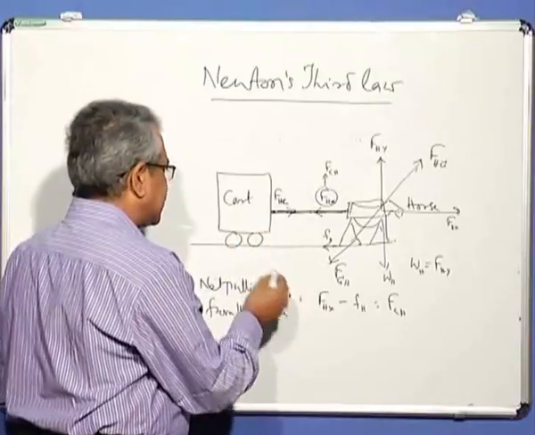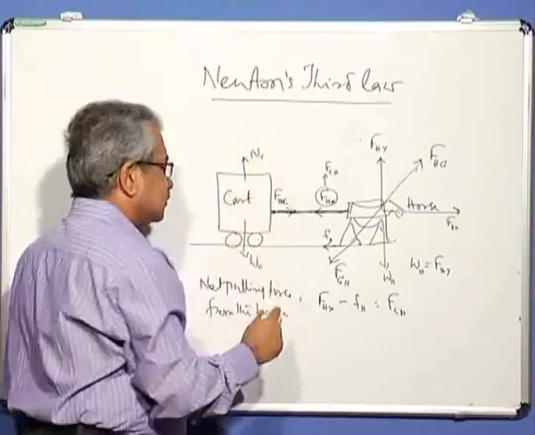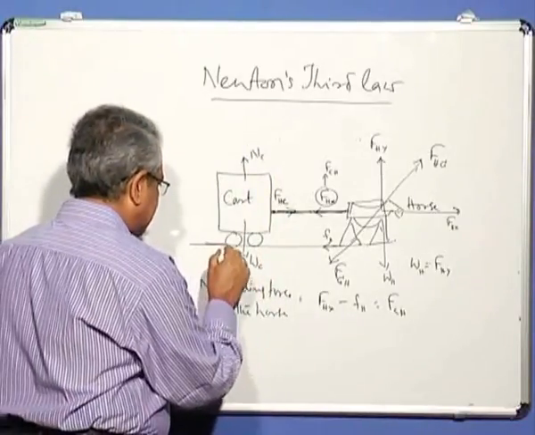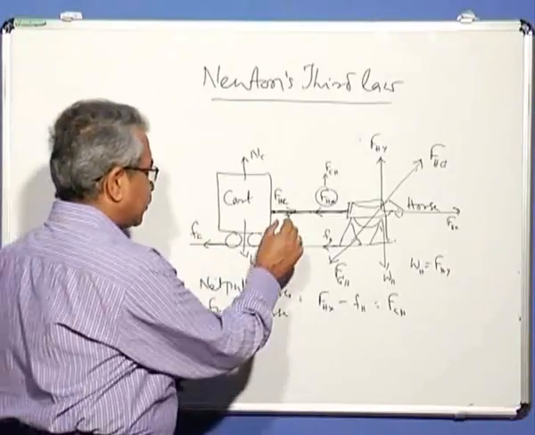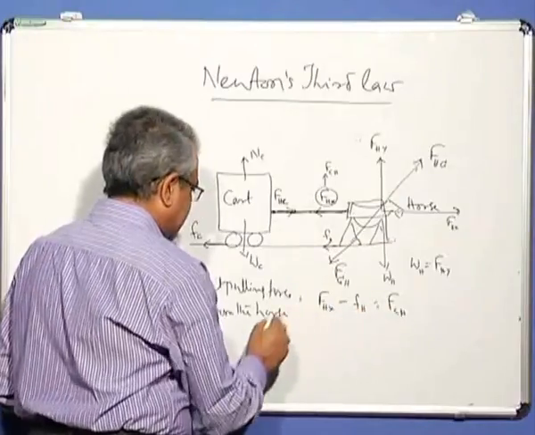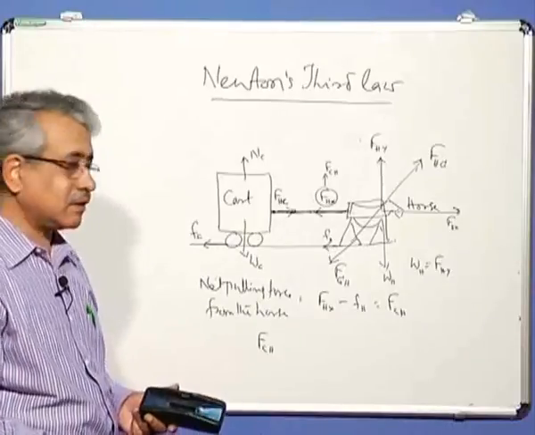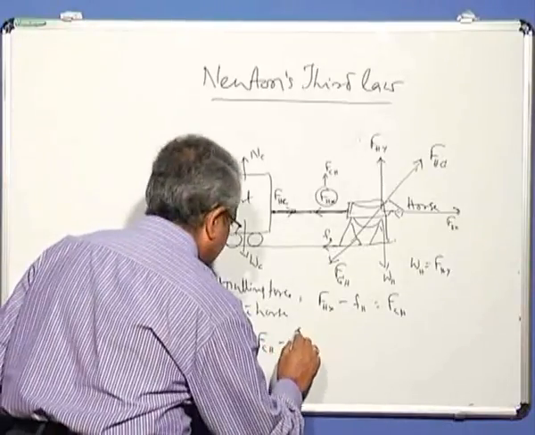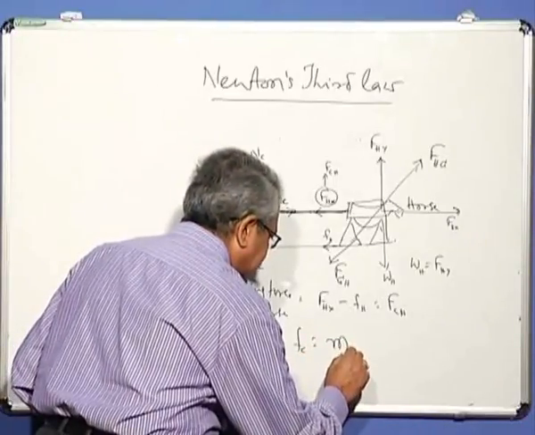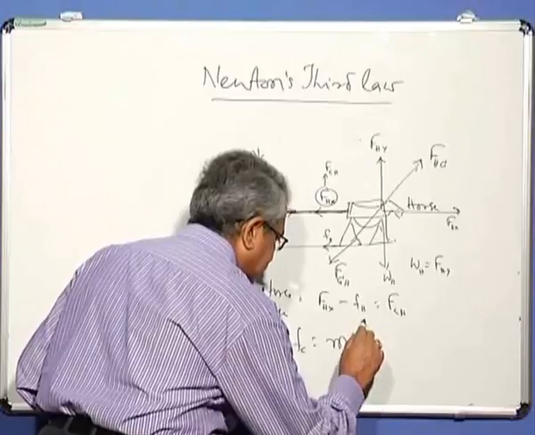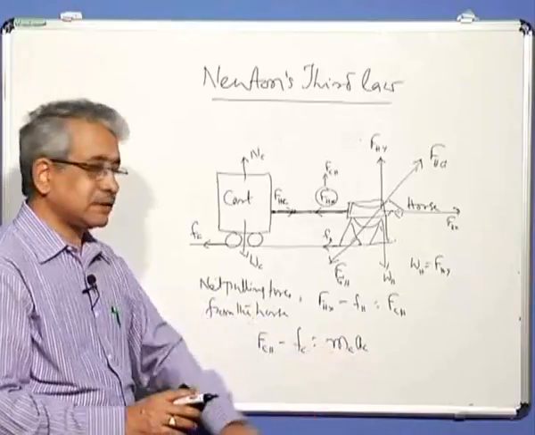As far as the cart is concerned, as usual, the weight is vertically downwards and the normal reaction is there; they balance each other. The frictional force will be there in the opposite direction on the cart, just like in the block example I mentioned. FCH, the net pulling force from the horse, minus the frictional force on the cart due to the floor, will give you the effective acceleration of the cart. The cart mass is MC.